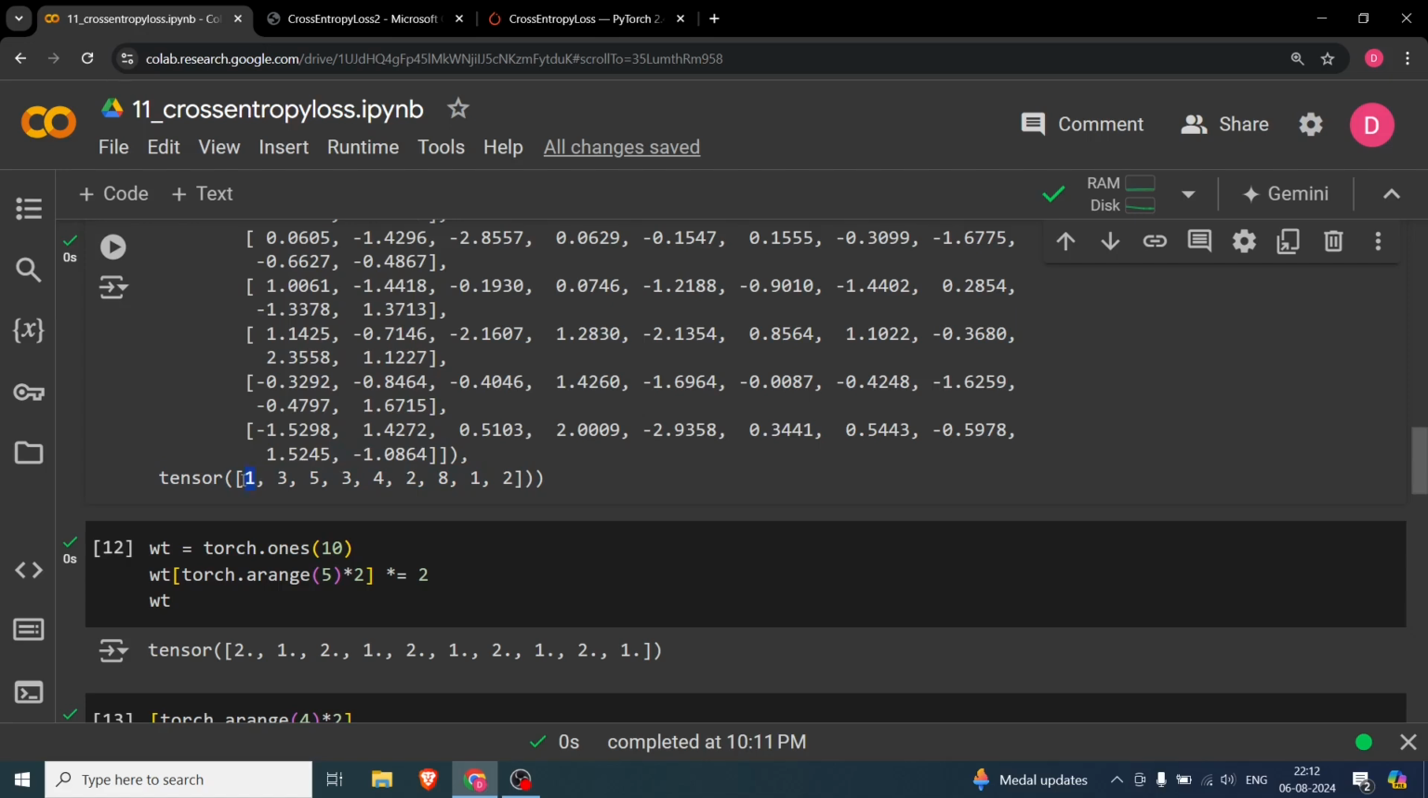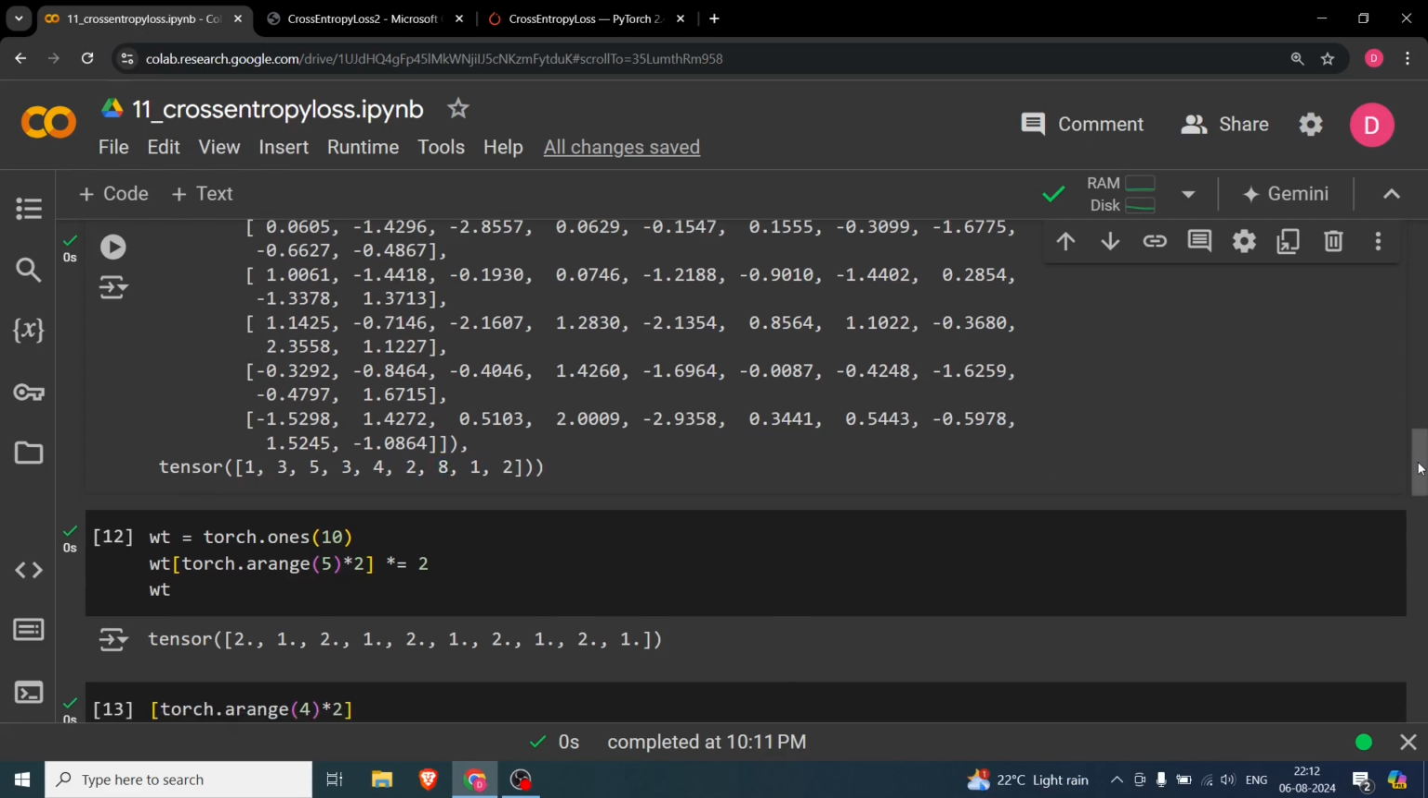So in the first example, the first index was correct. Index starts from 0, which means the second class was correct. Here, the fourth class was correct. Here, 5 plus 1, the sixth class was correct. Here, 3 plus 1, the fourth class was correct, and so on and so forth. You will not see a 10 over here because the index is from 0 to 9.